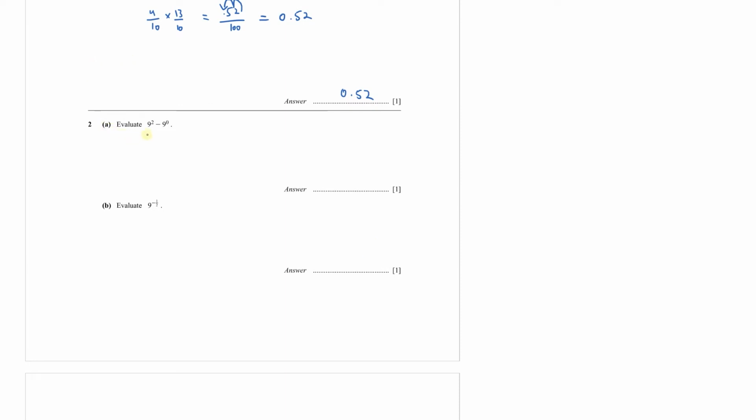Question number 2 is evaluate 9 squared minus 9 power 0. So 9 squared is 81, minus 9 power 0 will be 1, and 81 minus 1 will be 80.